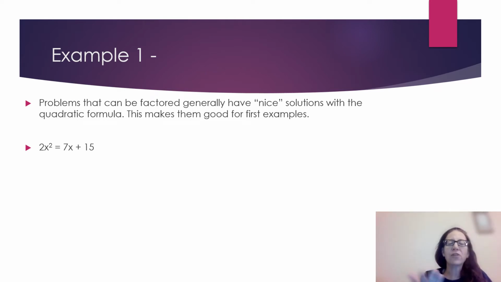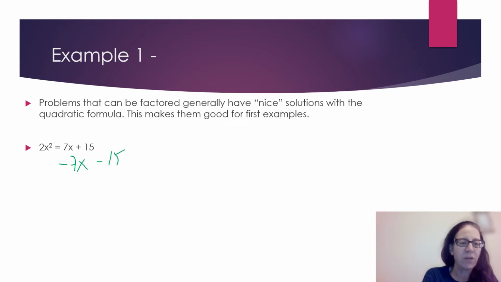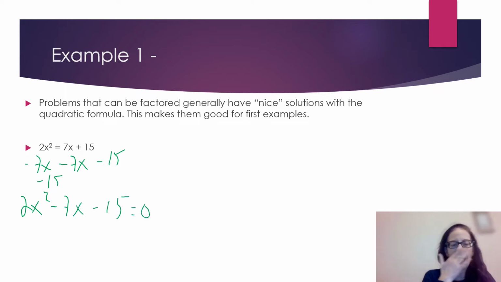So remember, to factor, you have to have that 0, because we're going to engage the zero product property. So what I'm going to do here is subtract 7x and 15 from both sides. So we have 2x squared minus 7x minus 15, and then we have the 0. Now to engage the quadratic formula, I need to identify a, b, and c.